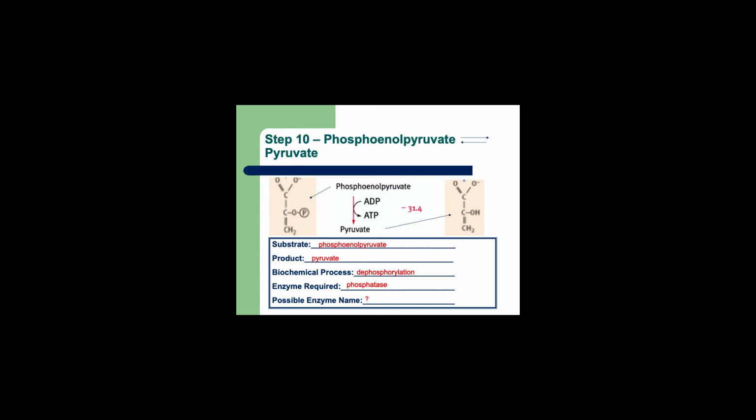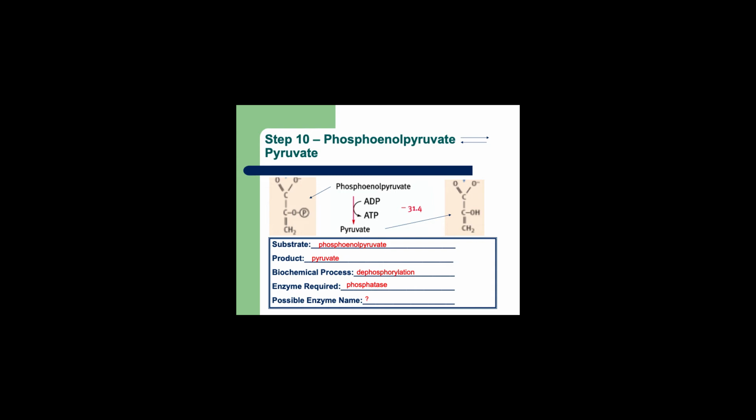And so if we look at the chemical structure on the left-hand side versus the chemical structure of pyruvate on the right-hand side, we can see that pyruvate is missing a phosphate. So the biochemical process here is dephosphorylation. The possible enzyme could be a phosphatase, but we know that we name it in the direction that ATP is being added. So it's always going to be a kinase. So the enzyme required would be a kinase, not a phosphatase.